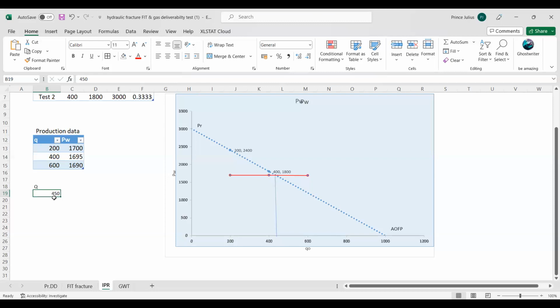You have to plot it on the IPR and you have to get that interception, and finally you have to project it on your x-axis to get the best stabilized flow rate for that particular adjustment. So this is the reason why IPR is taken as a very good parameter to be considered for the best production.